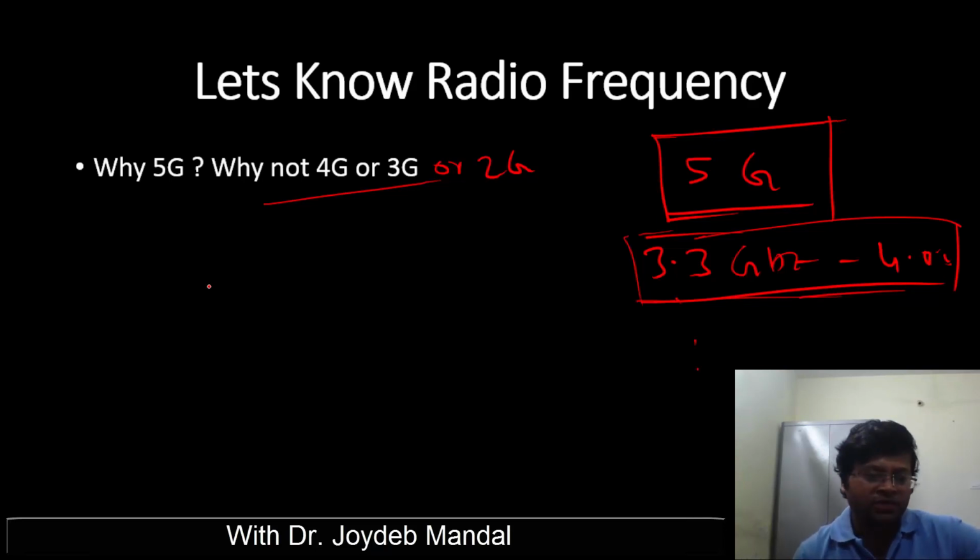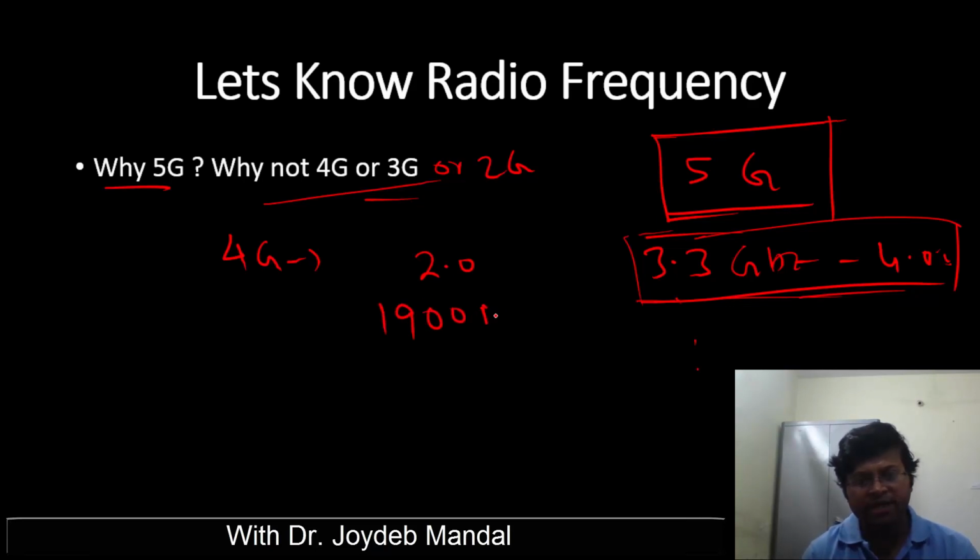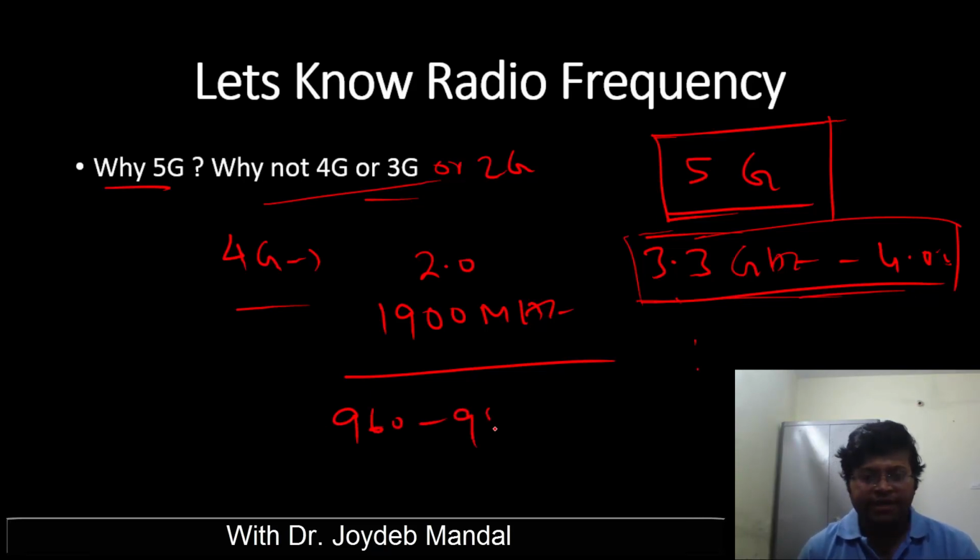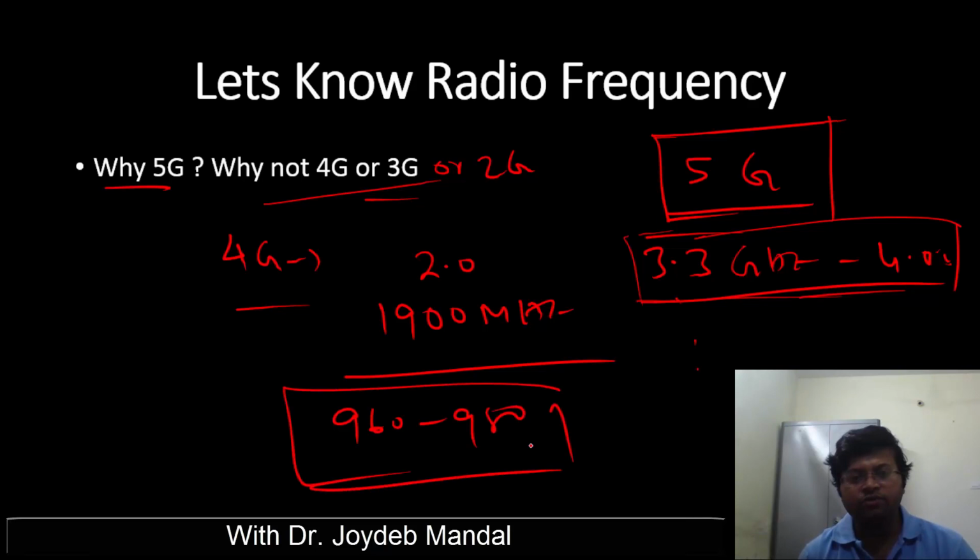Now coming to the picture, why 5G? 4G is a frequency band already under the 2 gigahertz range that we are using, closely 1900 megahertz. The 2G band, or 3G, roughly 960 to 980 megahertz. So this range we use for 2G, and this range is for 4G and 3G.